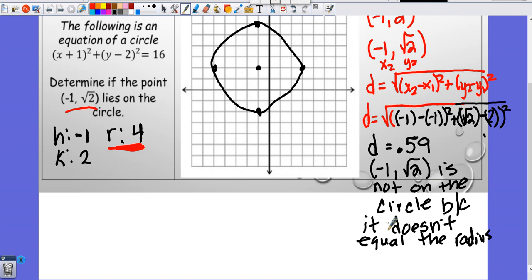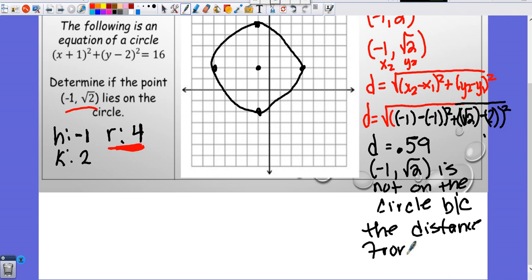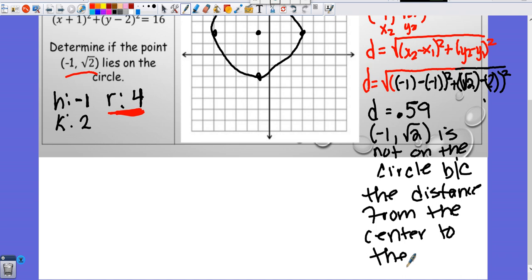It's not on the circle because the distance from the center to that point is not equal to the radius. So let's write that a little clearer. It says is not on the circle, and we're going to put because the distance from the center to the point is not 4, and 4 is the radius.